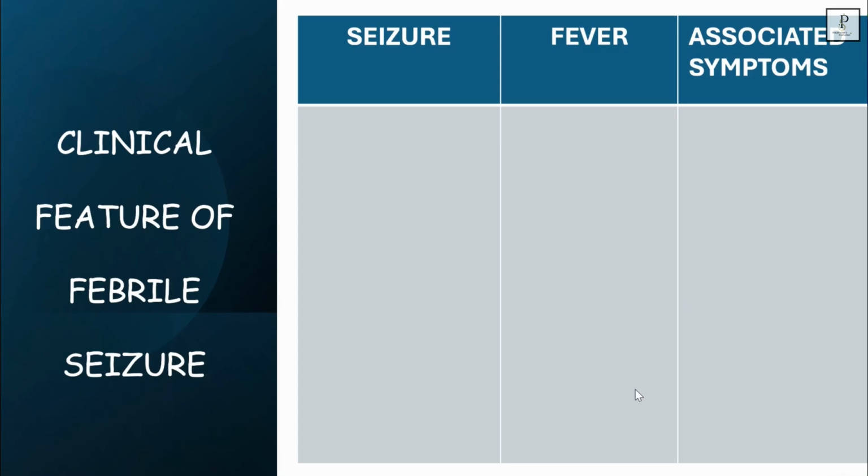Next is the clinical feature of febrile seizure. So how will a febrile seizure present? It can present with seizure or fever, or any other associated symptoms will also be there. First, what are the symptoms of seizure? In seizure, parents might not notice the child having a seizure or fits. Parents may notice the child is unconscious, okay, or passed out. The child suddenly became unconscious, and that is the first complaint.